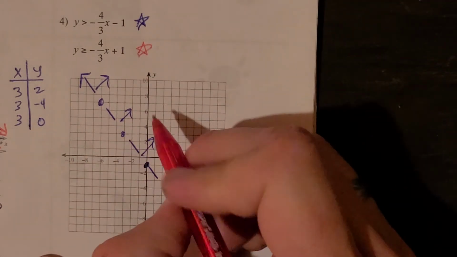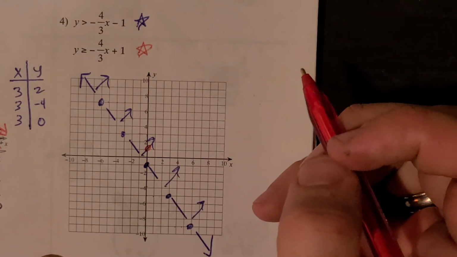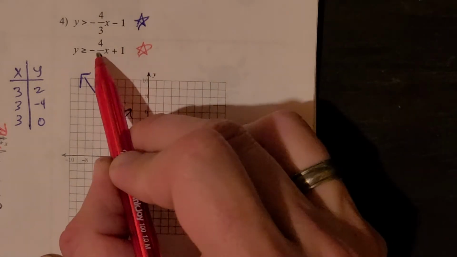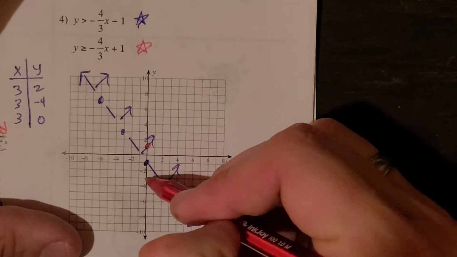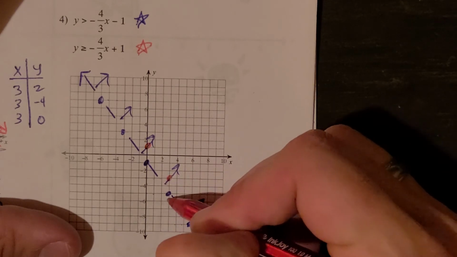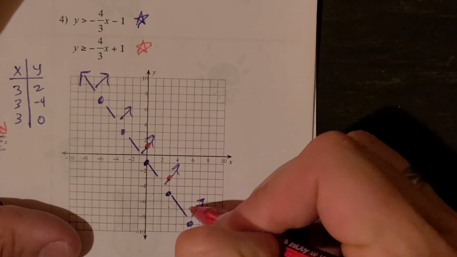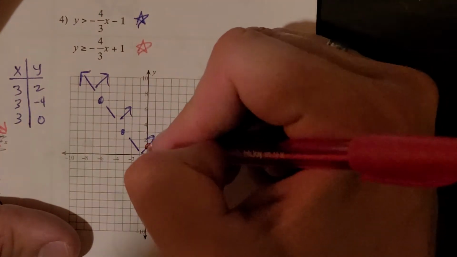My y-intercept this time is a positive 1. So one of my blue arrows, 3. My slope is also a negative 4 over 3. So I go down 1, 2, 3, 4 over 1, 2, 3. Down 1, 2, 3, 4 over 1, 2, 3. Down 1, 2, 3, oops. Okay. Or you could go in the other direction.